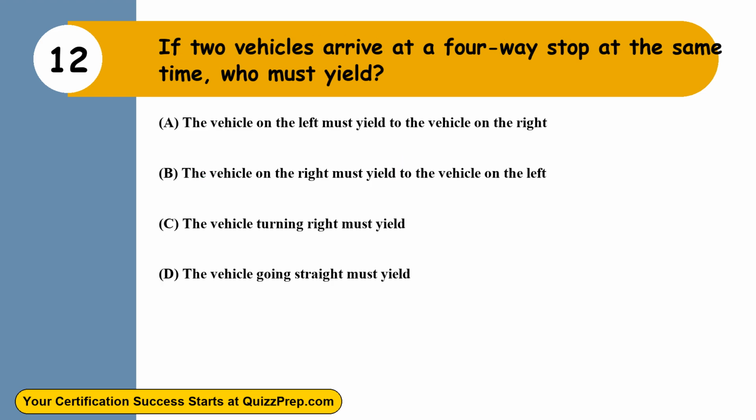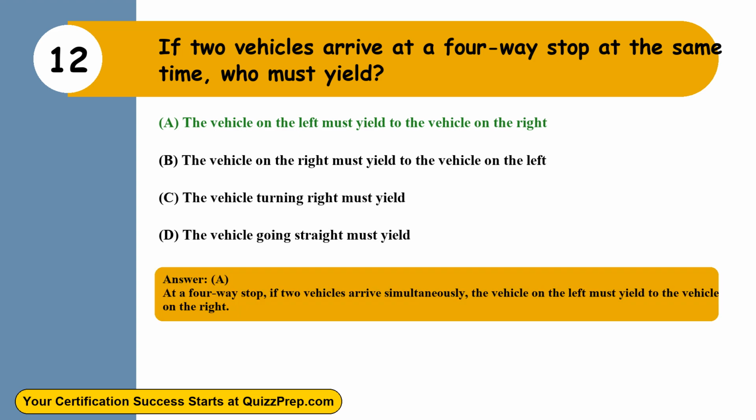Question 12. If two vehicles arrive at a 4-way stop at the same time, who must yield? Option A. The vehicle on the left must yield to the vehicle on the right. Option B. The vehicle on the right must yield to the vehicle on the left. Option C. The vehicle turning right must yield. Option D. The vehicle going straight must yield. The correct answer is option A. The vehicle on the left must yield to the vehicle on the right. At a 4-way stop, if two vehicles arrive simultaneously, the vehicle on the left must yield to the vehicle on the right.